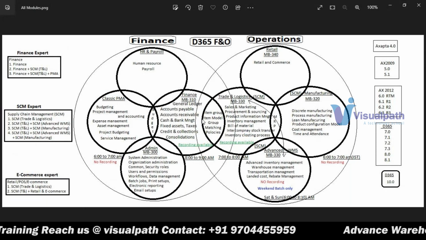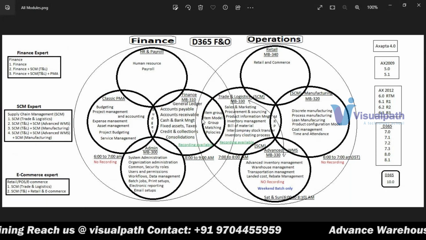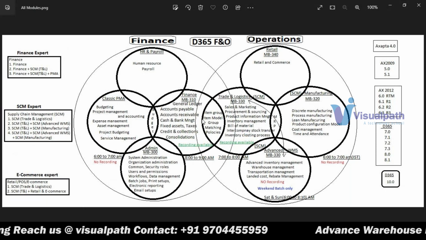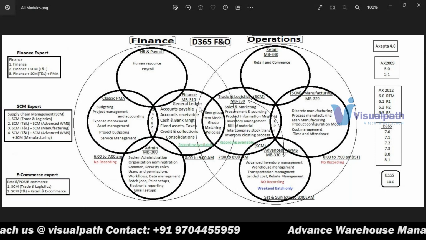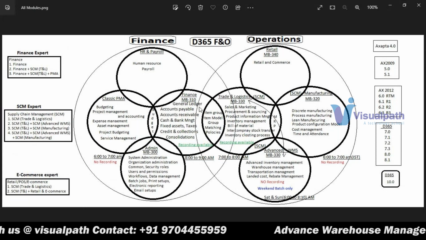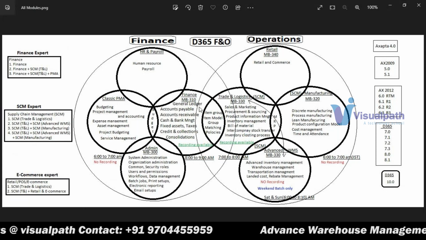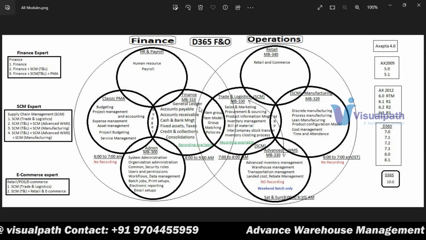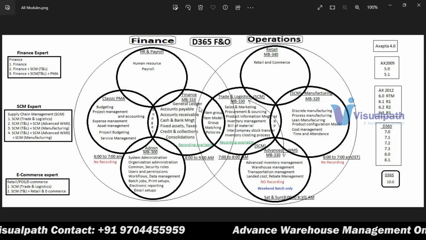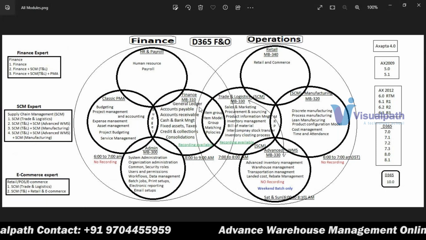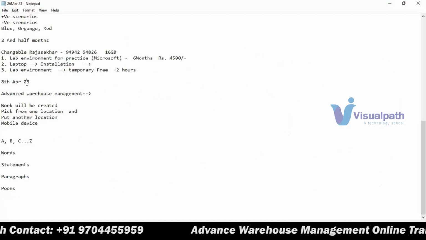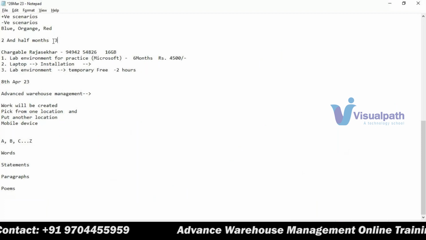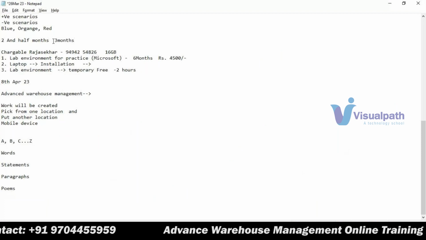See, it is irrelevant for me. If a batch is bigger, it will be delayed a little bit, because many people will ask many questions. If it is delayed, it will be helpful to the students who are joining. That is the reason. Even I told you two and a half months, it may be extended to 3 months also.